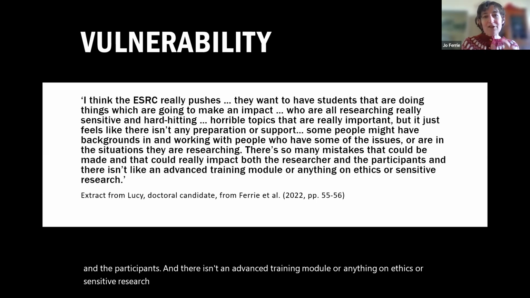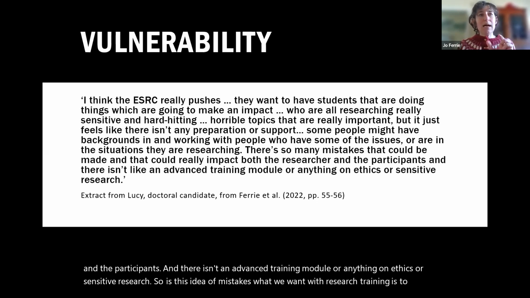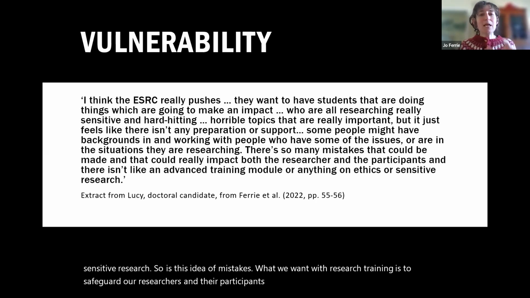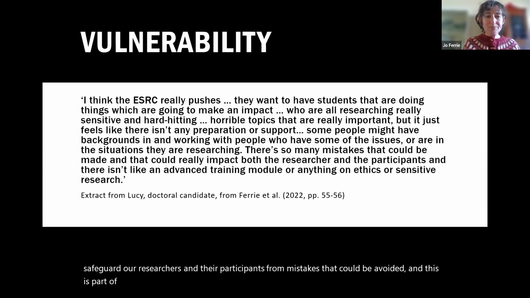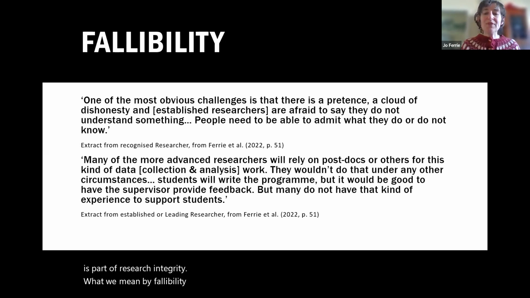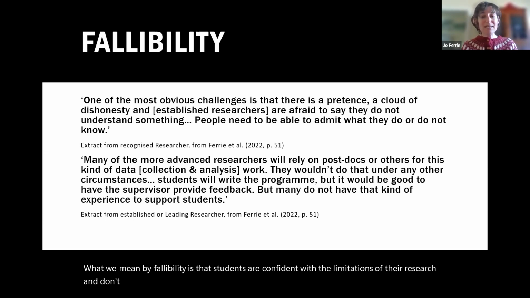So it's this idea of mistakes. What we want with research training is to safeguard our researchers and their participants from mistakes that could be avoided. And this is part of research integrity. What we mean by fallibility is that students are confident with the limitations of their research and don't internalize the limitations of their research as a personal problem, because it's normal for research to be limited.